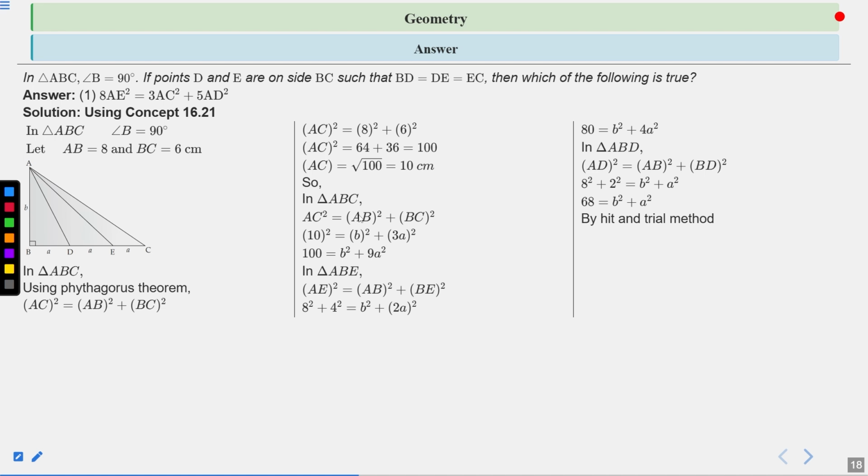By the hit and trial method, we just put the values. So we get 8AE square equals 3AC square plus 5AD square. So we put the values: 8 into 80 equals 3 into 100 plus 5 into 68. Now when we calculate, we get both the left hand side and right hand side equal: 640, which equals 300 plus 340. So both are equal. That's why the first one is the correct answer of this question. Next one.